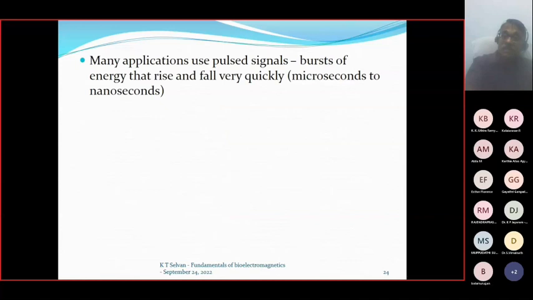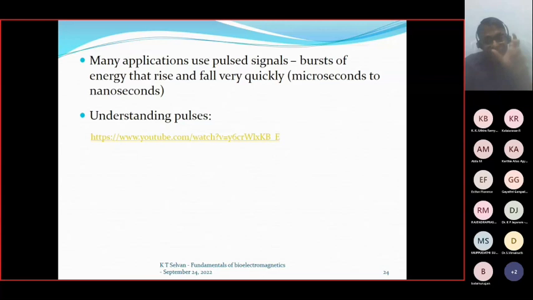I think before that I have something more to say. Now many applications use pulse signals. If you recollect the wave idea that we have discussed, a wave is periodically changing. But there are also applications that use bursts of energy that rise and fall very quickly. These pulses are very interesting. Let us look at this video.